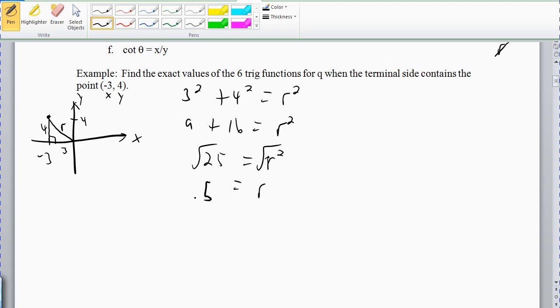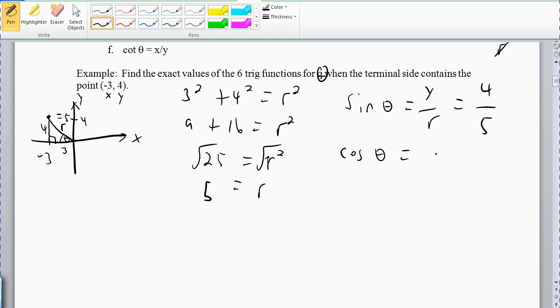So I have x, I have y, and I have r, and I actually am ready to go ahead and do the work. So I'm not going to call that q, I'm going to call that theta. And this is our theta. So sine of theta, we can use y over r. We can still use opposite over the hypotenuse, which the hypotenuse is now 5. But if you have x, y, and r, let's just go ahead and use those. Y is 4, r is 5.